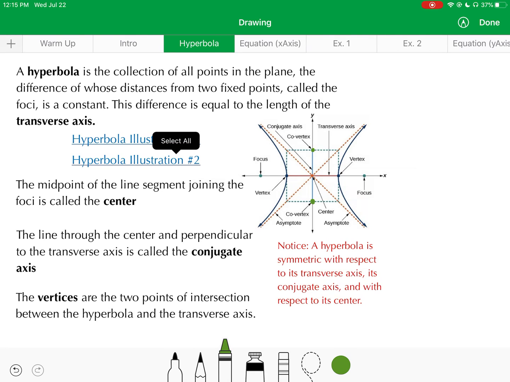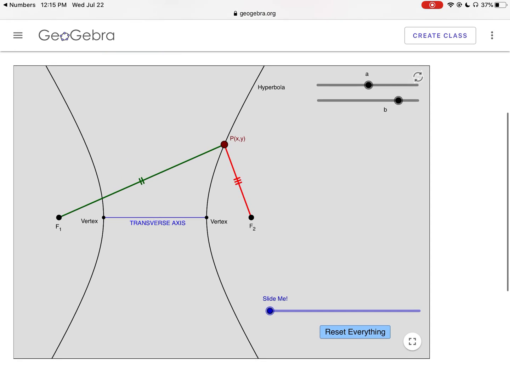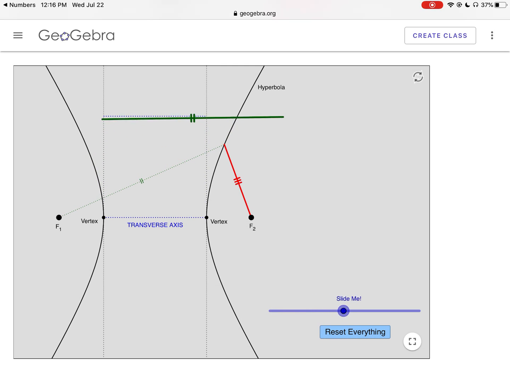If you click on illustration number 2, open that up, should take you here. All right, so your transverse axis, its length is from vertex to vertex. That's represented by the blue line segment there. And then, of course, we're using the green and red line segments to show the distances from each point to your focus points. So what this is going to illustrate is that if I take the difference of the larger distance and the smaller distance, that result is going to equal the length of the transverse axis.